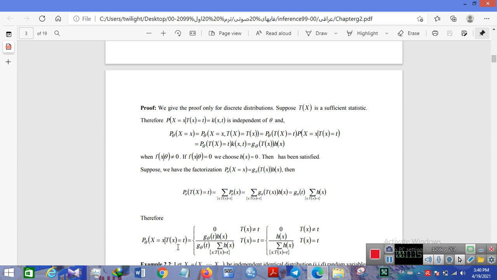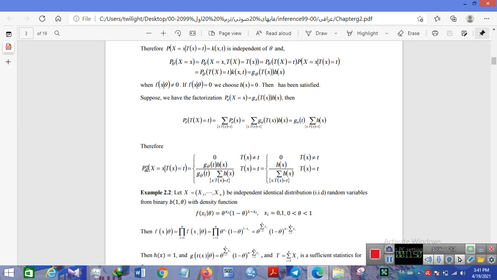In fact, we show that the probability of X equal x, conditional on T(X) equal T, is independent of theta. The probability of T(X) equal T is the summation of p_theta(x). When T(X) is T, we can write and use this factorization here and find that.